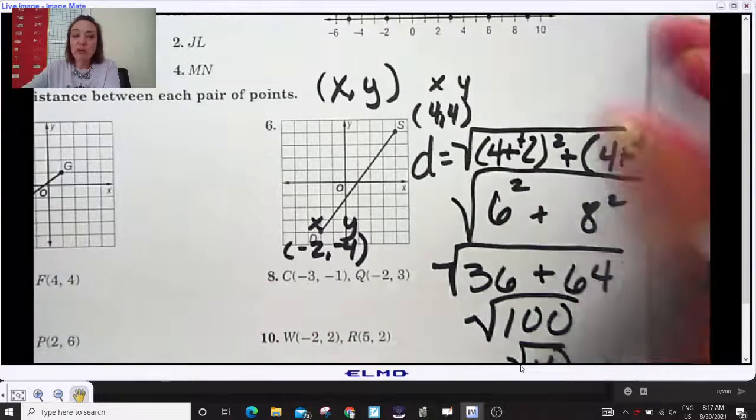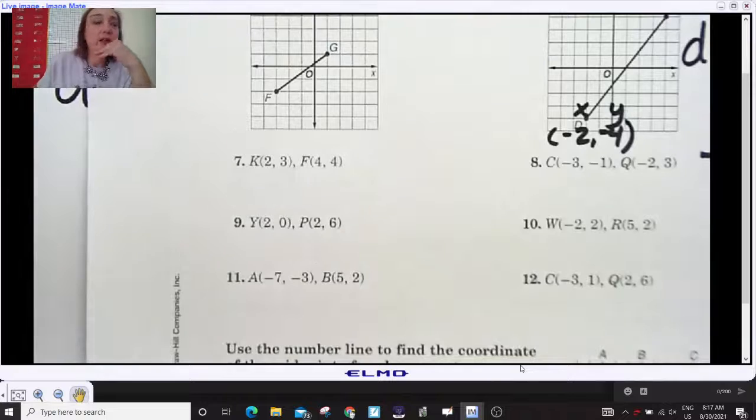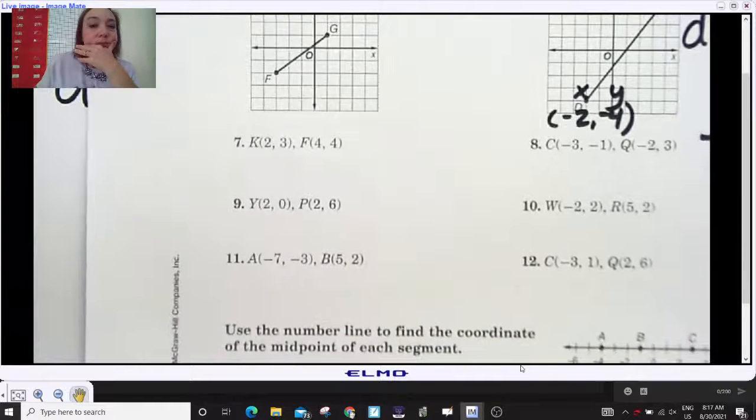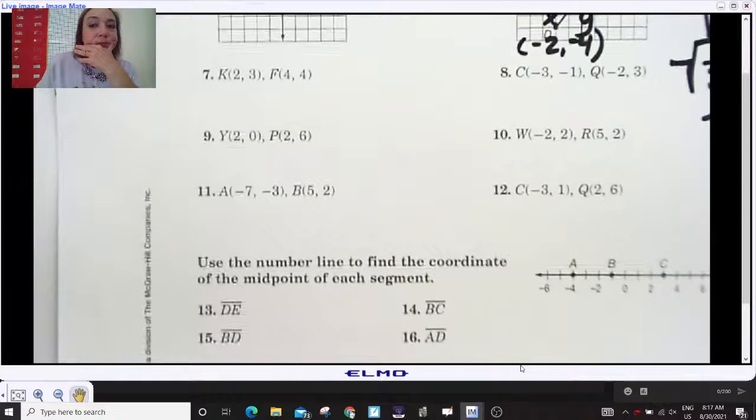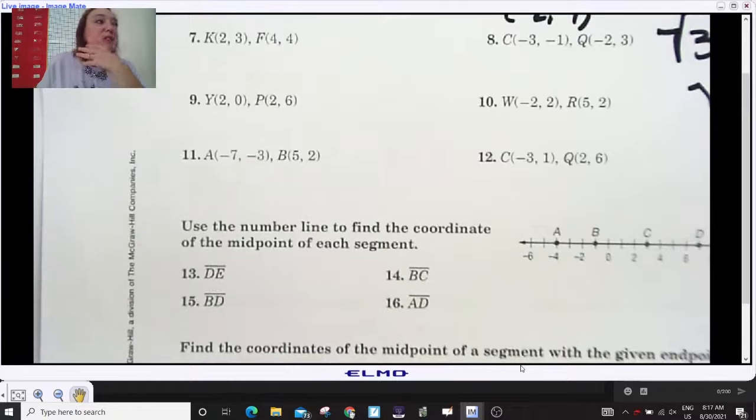All right, so I want you guys to try number 7. Okay, try number 7. Let's see how you do. So we started this last week, but we didn't get it finished. So we're sort of refreshing from the weekend. Always a good idea.